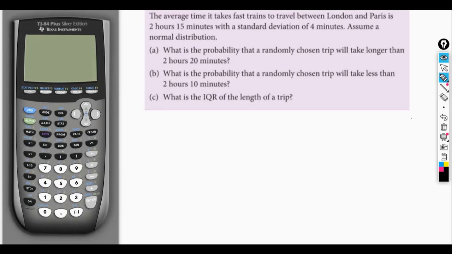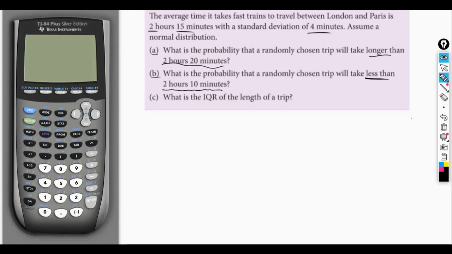We continue with example 12.13. And it says, the average time it takes fast trains to travel between London and Paris is 2 hours, 15 minutes, with a standard deviation of 4 minutes. Assume a normal distribution. Part A, what is the probability that a randomly chosen trip will take longer than 2 hours and 20 minutes? Part B, what is the probability that a randomly chosen trip will take less than 2 hours and 10 minutes?